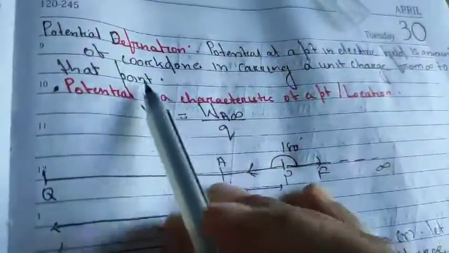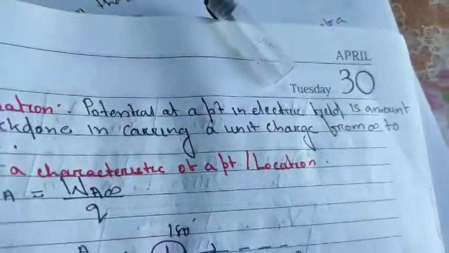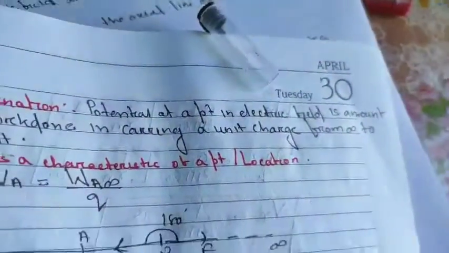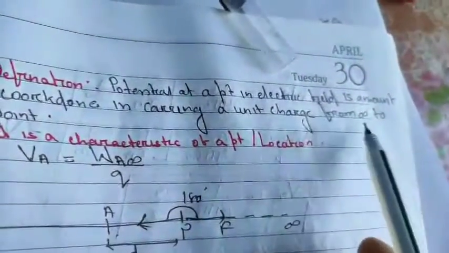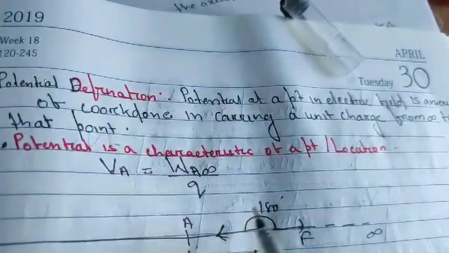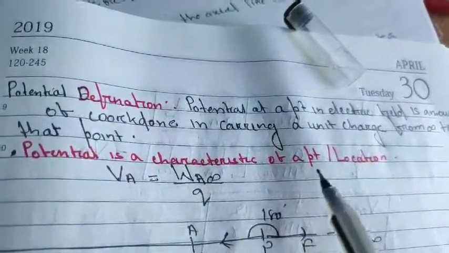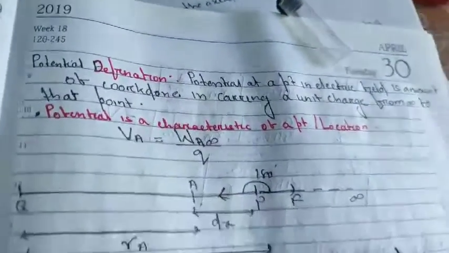Okay. Now potential you have understood. Potential at a point in an electric field is the amount of work done in carrying a unit charge from infinity to a point. Means you are doing some work, my dear student, to bring a charge from infinity to a point. So this is the derivation that I have shown you. Clear? Now you see that clearly.